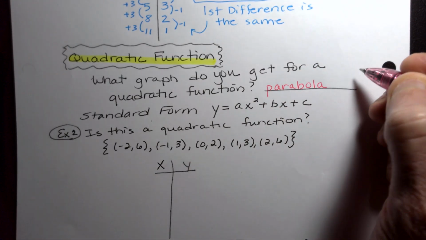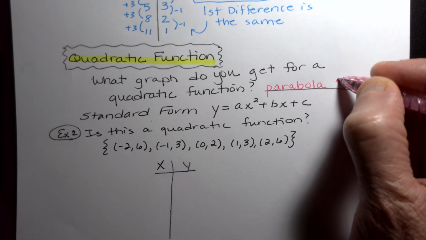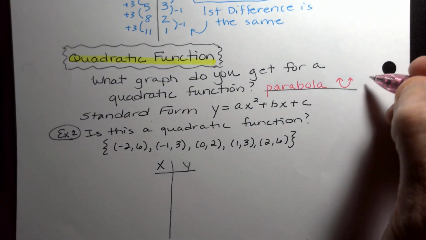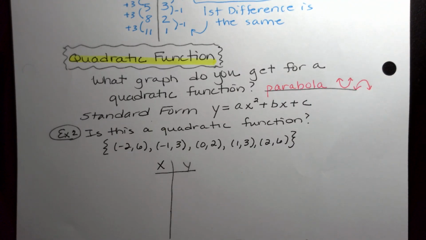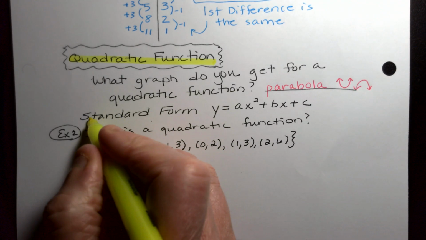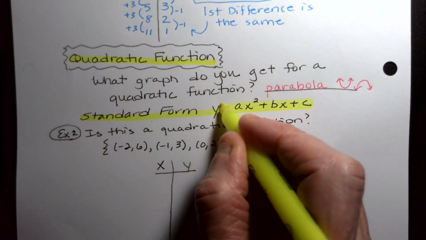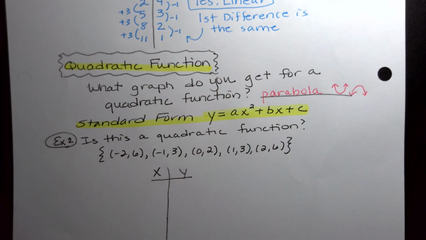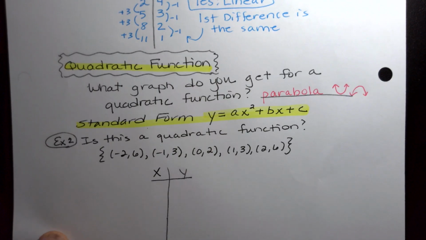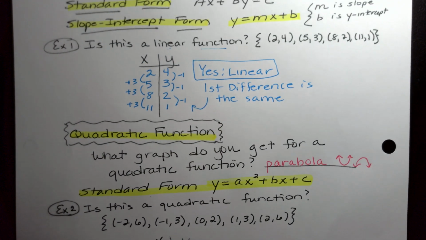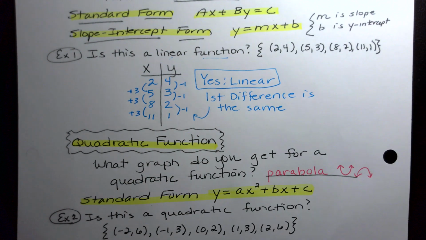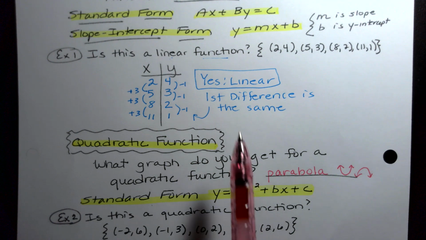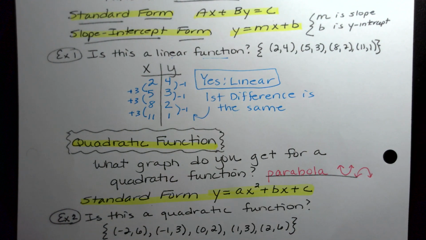Spell it correctly. And when you graph it, it has a U shape. And it could go down too. So it can go either way. And the standard form for a quadratic is right here. So highlight that. When you look at the two different forms, I'm just going to sneak that other one down here. What do you notice? What's different? What do we have in here that we don't have up here?